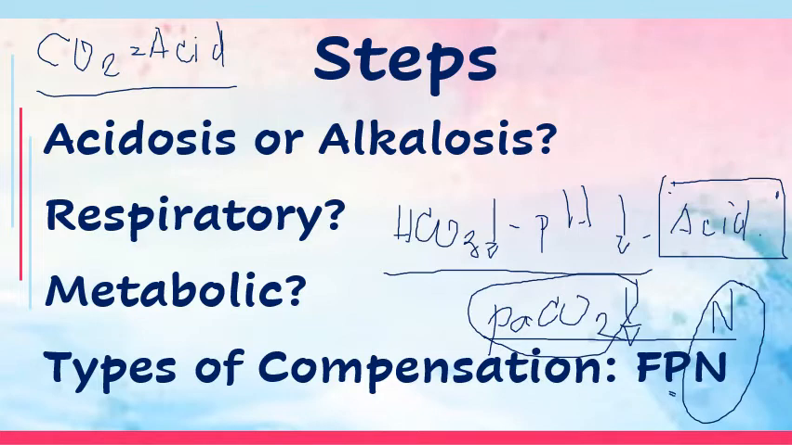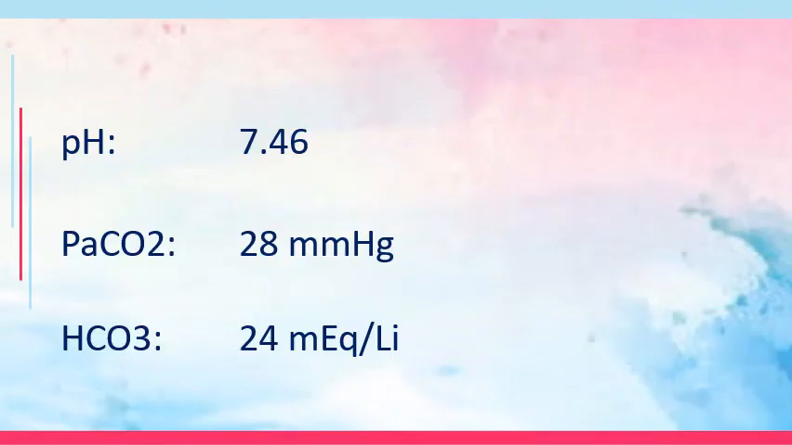Now, I think we are ready to apply what we have just learned. Let's have simple examples. First, 7.46. What will be the first step? Determine if this is acidosis or alkalosis. It helps if you will be placing arrows. pH is 7.46. Hence, the arrow is pointing upwards. Since the arrow for pH is pointing upward, this will be alkalosis.